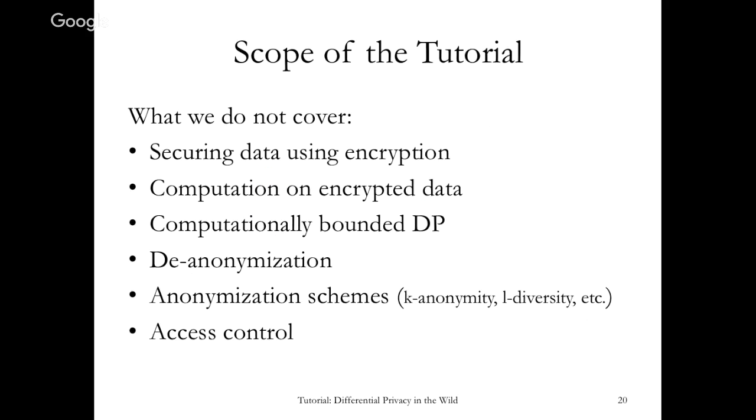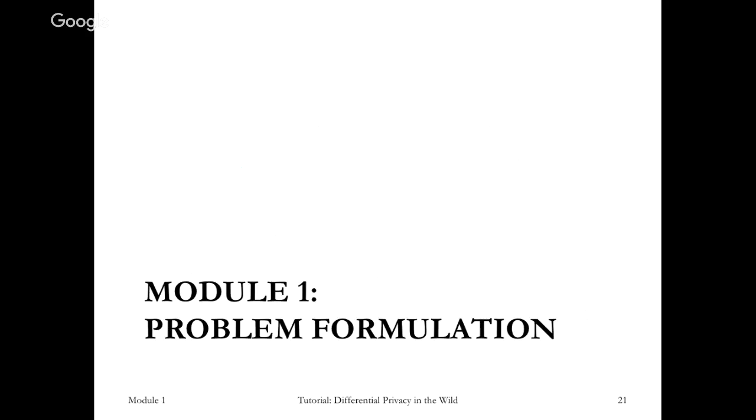So what do we not cover in this tutorial? It's going to be about differential privacy, but what we do not cover is things like securing data using encryption, like guarding against attacks that come in and steal your data, right? That's not what we're going to cover. We're not going to cover computation on encrypted data. We're not going to cover things like computationally bounded differential privacy, if you've heard of that. We're not going to talk about anonymization schemes or de-anonymization, and we're not going to talk about access control either. Okay? All right? So with that, we can start the tutorial. Any questions at this point of time?